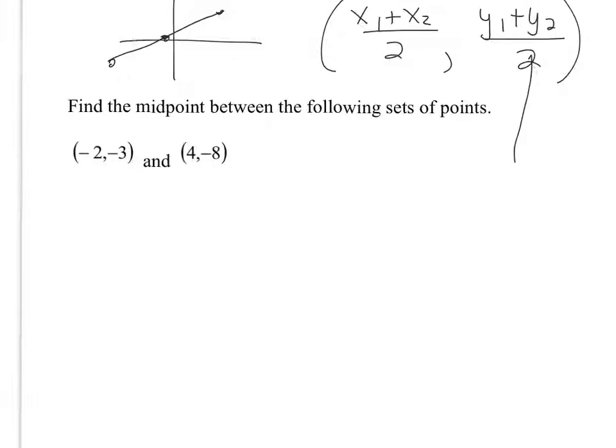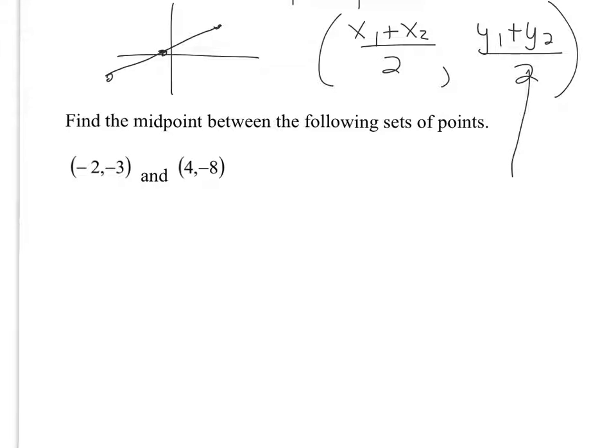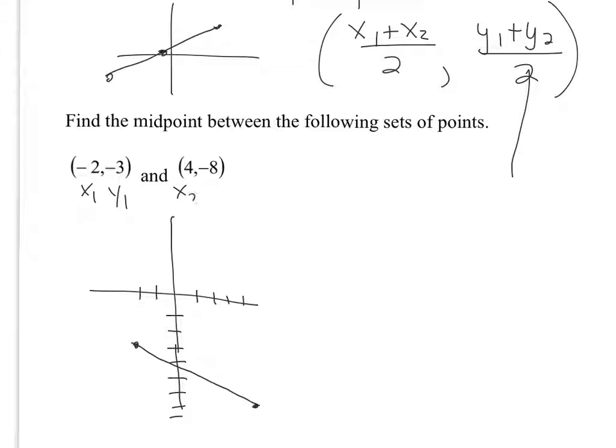So if you look at these 2 points, I want to find the midpoint of these two. I already found the distance. So here's negative 2, here's negative 3, and here's 4, and here's negative 8, which is way down here. So I want to find the middle of those 2 points. Well, just like before, I'll call x1, y1, x2, y2, and I'll find the midpoint.